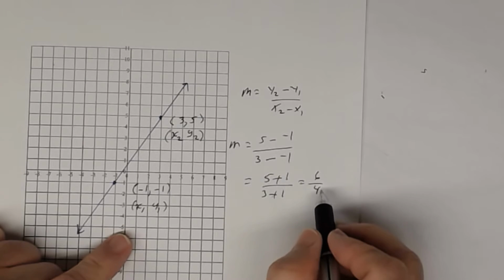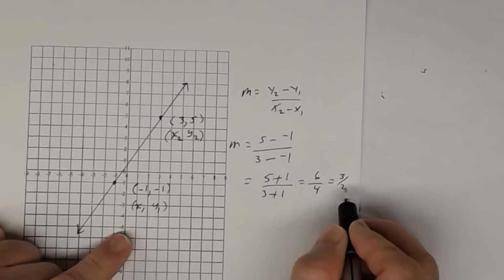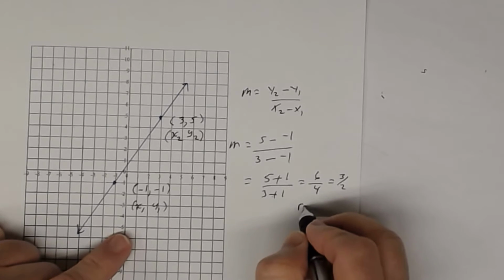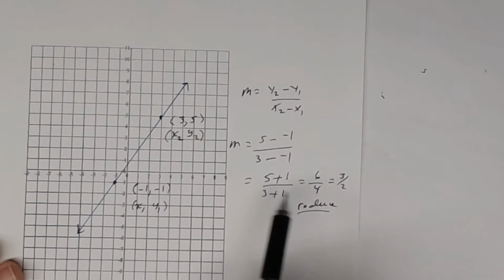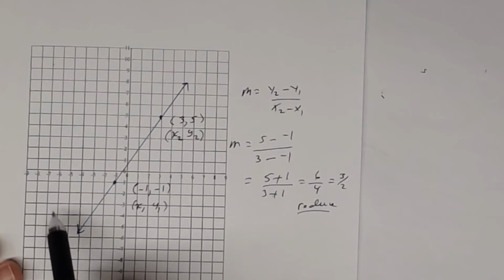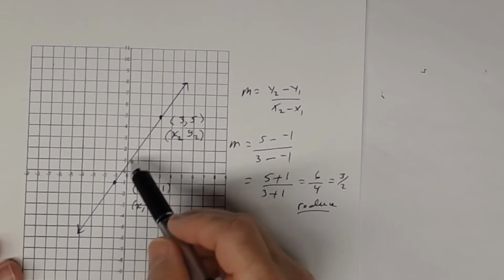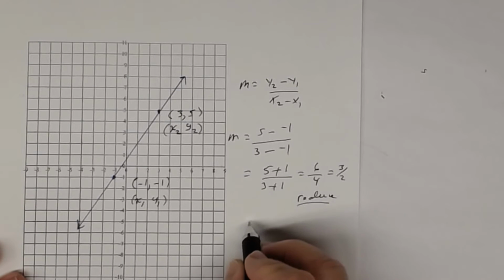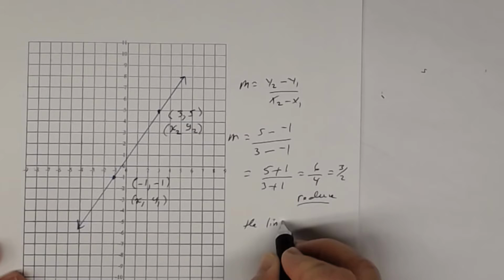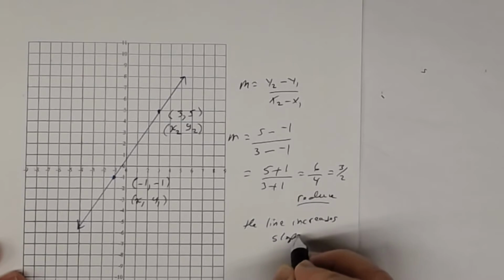And then let's go ahead and reduce this. So the slope reduced is going to be 3/2. Always make sure you reduce. It's important to reduce. So that's the slope. Now notice as you go from left to right, your line is increasing. Whenever your line increases, the slope is positive. So notice the slope is positive, so the line increases. The line increases, slope is positive.